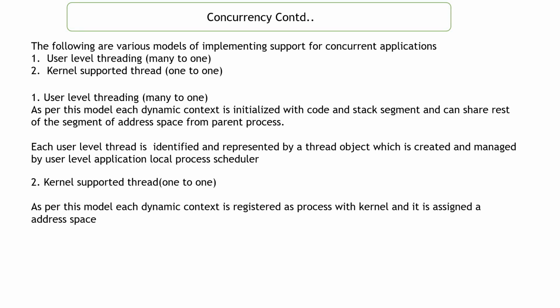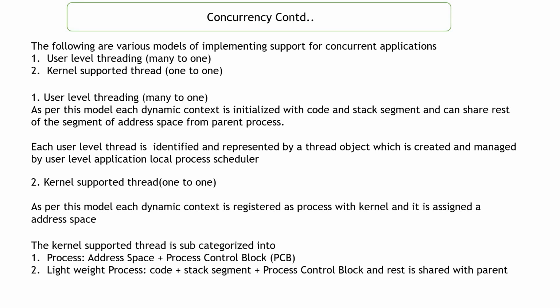Next is the kernel-supported thread, which is one-to-one. As per this model, each dynamic context is registered as a process with the kernel and it is assigned an address space. The kernel-supported thread is subcategorized into a process, which consists of an address space and a process control block, and the second is the lightweight process, which consists of code, stack segment, and process control block, and the rest is shared with the parent.